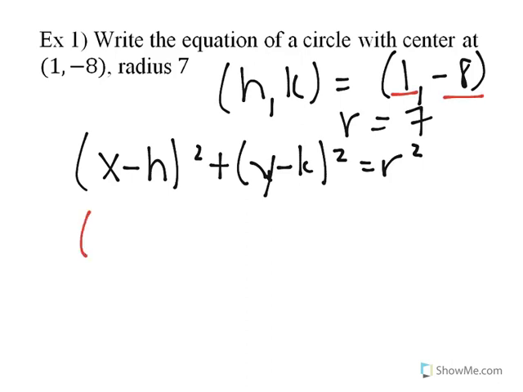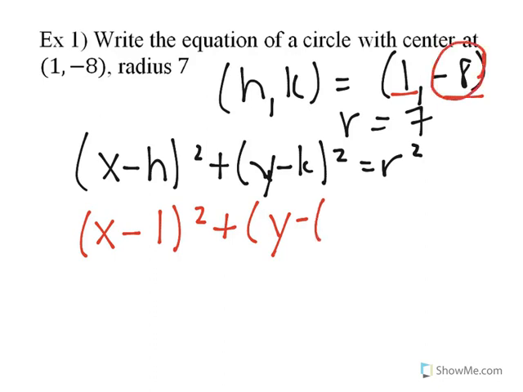So let's plug in. x minus h is x minus 1, squared, plus y minus k, so we have a minus, and we're going to put in a negative 8, squared, equals r squared. Remember, it's an equation, so we should have x and y in there still. And then what they tell us is our radius is 7.